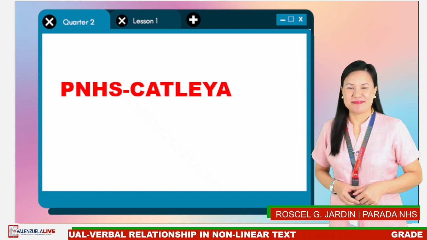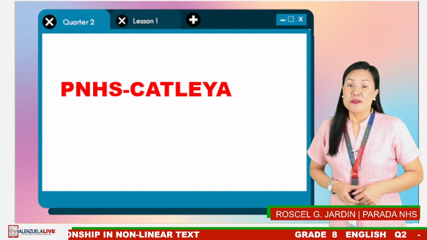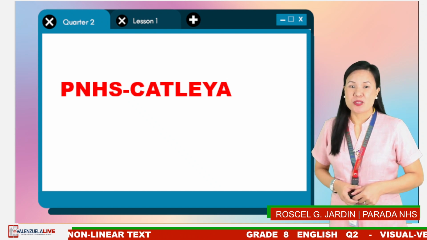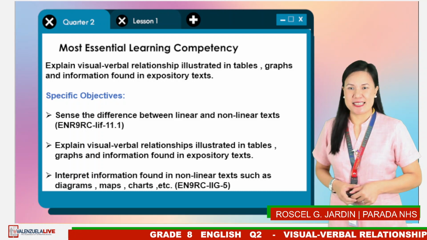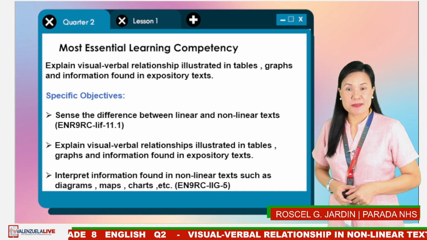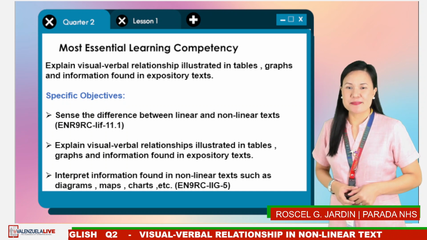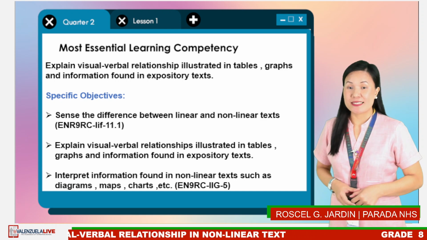Everything is set. Let's get started. For today's session, we will be guided by this most essential learning competency. Explain visual-verbal relationship illustrated in tables, graphs, and information found in expository texts.